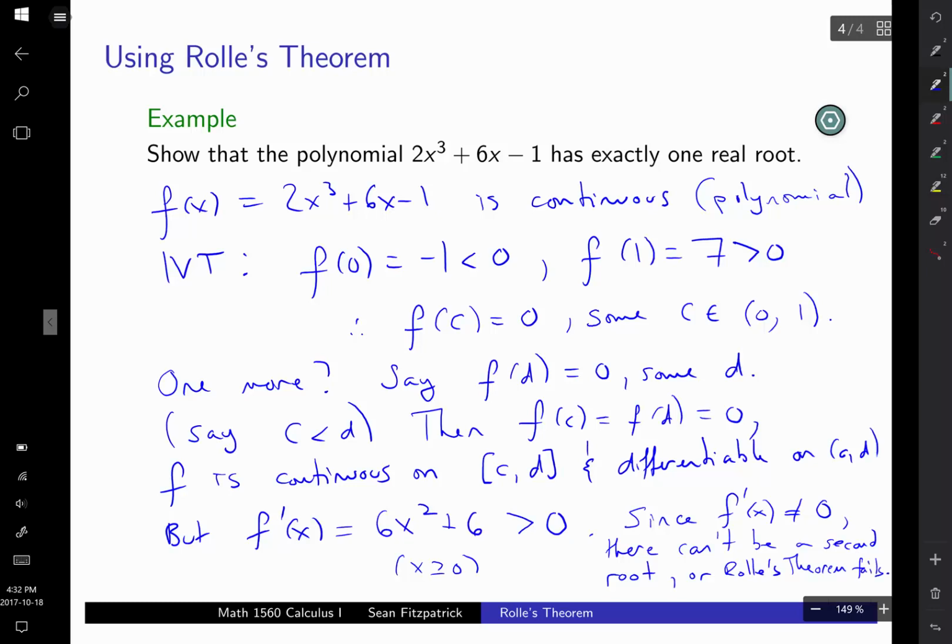And Rolle's theorem is well established. It's definitely 100% true. There's no gaps in there. We haven't found a counterexample. Right? What we found is, well, there's no way to get that second root without violating Rolle's theorem. We're not allowed to violate Rolle's theorem, and so there must not be a second root. There's only one, and that's what we needed to show.